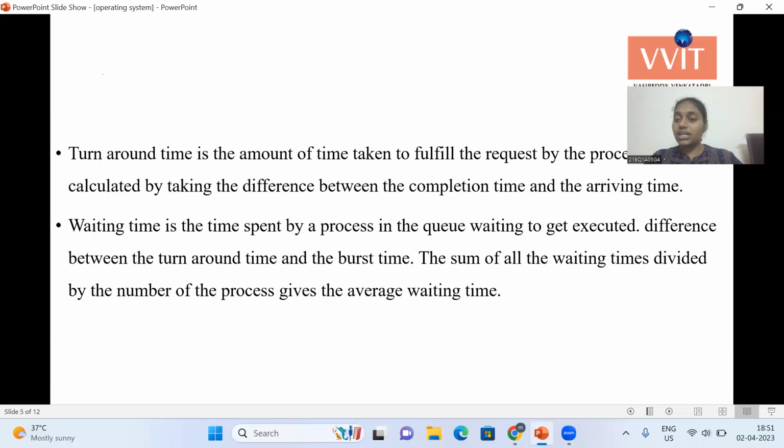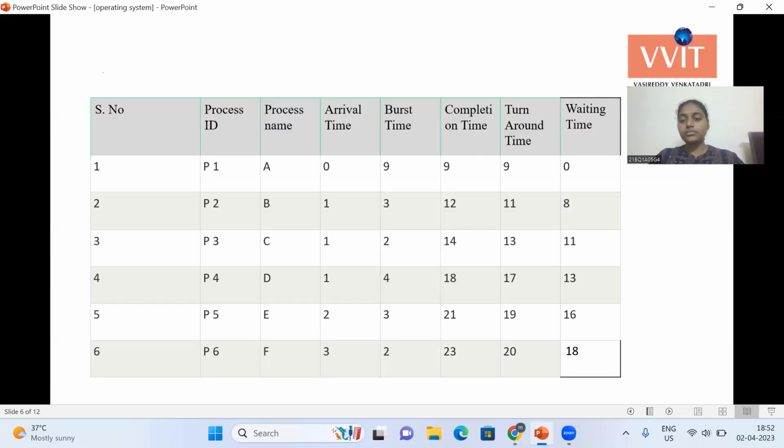After this, we have to calculate the average waiting time. The sum of all waiting times divided by the number of processes gives the average waiting time. So we will sum up all these: 8 plus 11 plus 13 plus 16 plus 18, whole divided by how many processes we have taken? 6 we have taken. So the total divided by 6 we will do.